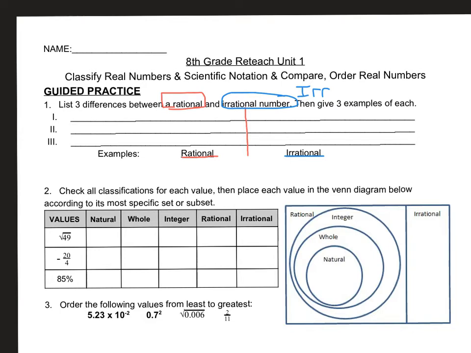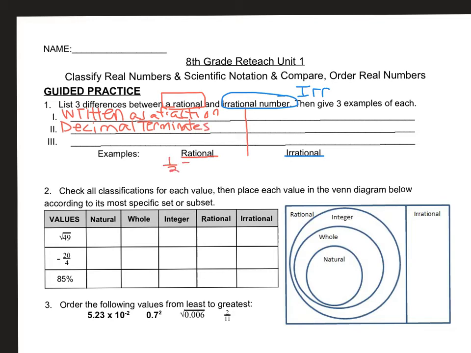Okay, let's look at the differences between a rational and irrational number. I'm just going to highlight some key things. If I'm a rational number, I can be written as a fraction. That's key. Also, the decimal in a rational number terminates. That means it comes to an end. It stops.